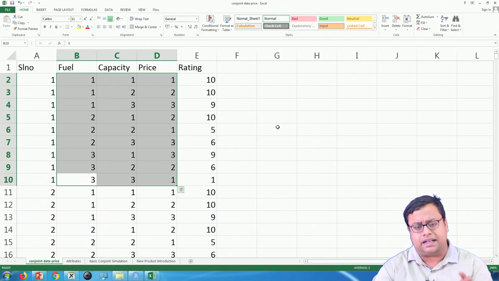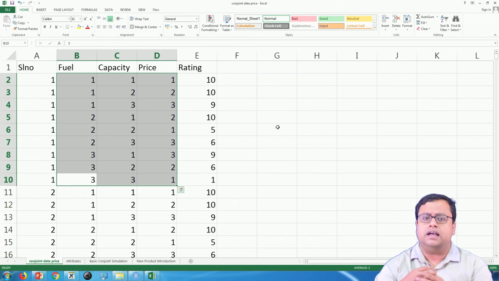the table that I have selected, if I run a correlation for each column, it should be very close to 0, like the fuel and the capacity should not be correlated, fuel and price should not be correlated, and capacity and price should not be correlated. So, this kind of a design is called orthogonal design, and this is something that we are giving.